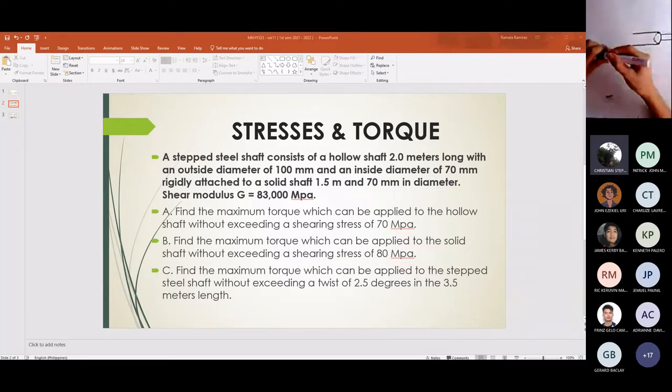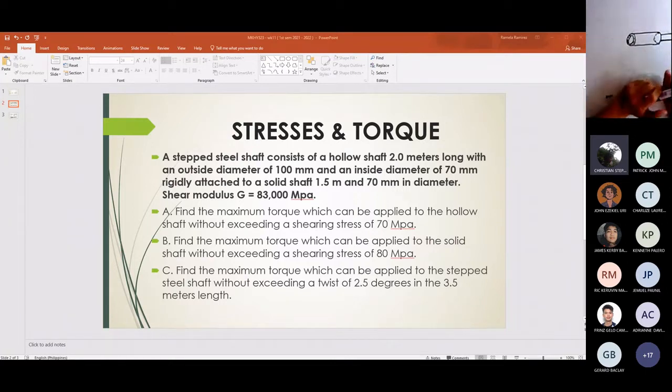Pag sinabi nating hollow, ibig sabihin, ano ba ibig sabihin ng hollow shafting? Pag hollow, ibig sabihin butas, ano? So, yung shafting niya, ibig sabihin meron siyang internal diameter at saka external diameter. So, ang shafting niya.